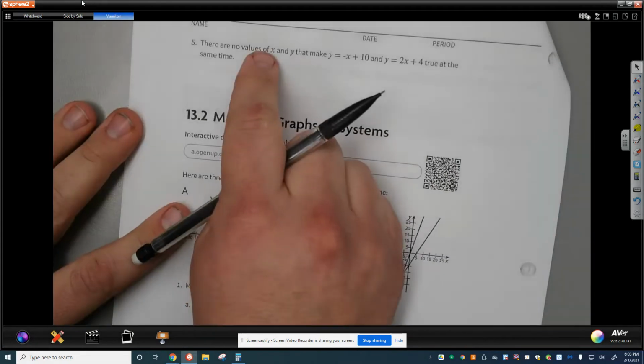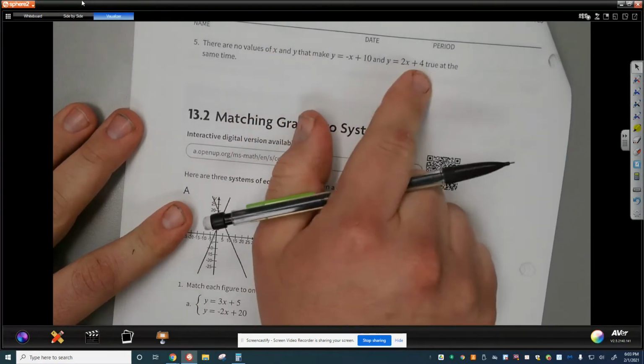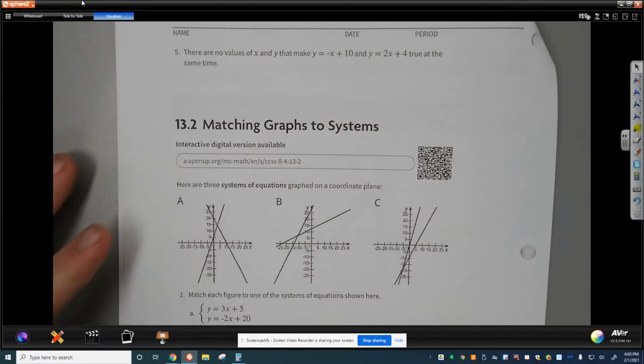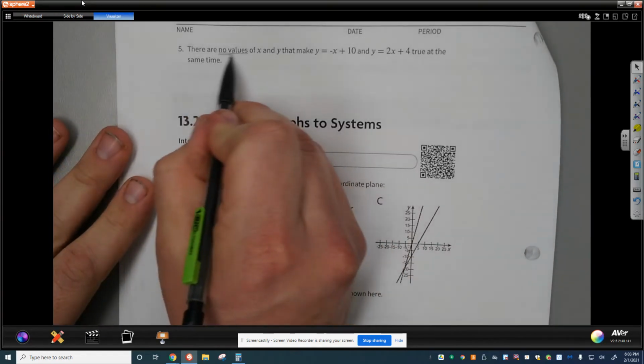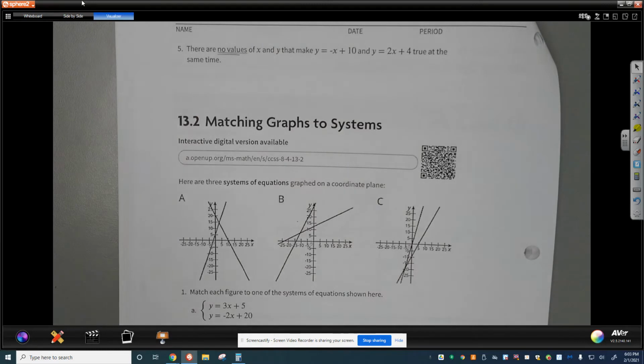There are no values of x and y that make these two equations true at the same time. Well, what we want to look at, there's a couple of things. First off, I hope you remember way back when we looked at the values of the variables, and we said, well, if the variable terms are equal, then we either have no solution or all solutions. If they're not equal, then we have one solution. So when we look at these, this says that there's no value. So they're suggesting that there is no solution that makes these two equations true at the same time.